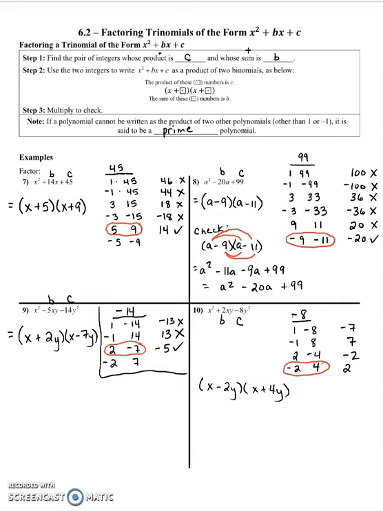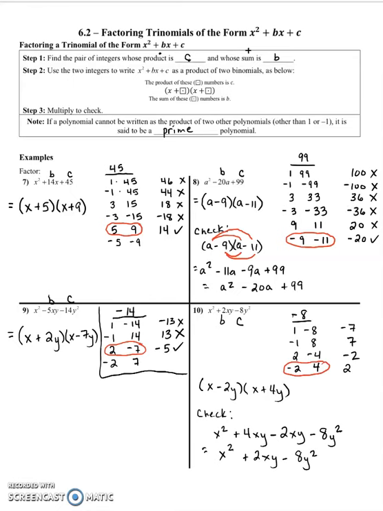So again, we could check this by FOILing it out. So if we check, we have x times x gives us x squared. X times 4y gives us 4xy. Negative 2y times x gives us negative 2xy. And negative 2y times a positive 4y gives us a negative 8y squared. So, combining like terms, that gives us x squared plus 2xy minus 8y squared, which is what we started with.